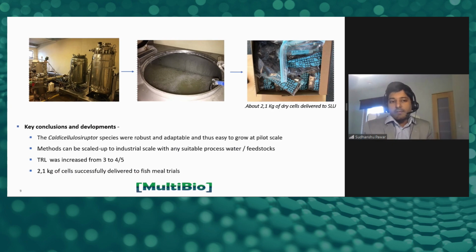and we increased the TRL level of the process to almost 4 to 5, and we produced more than 2 kilos of biomass, and this was only with a 400 liter reactor. The initial plan in the experiment was to use a 10 cubic meter reactor, but that could not be used due to safety concerns.